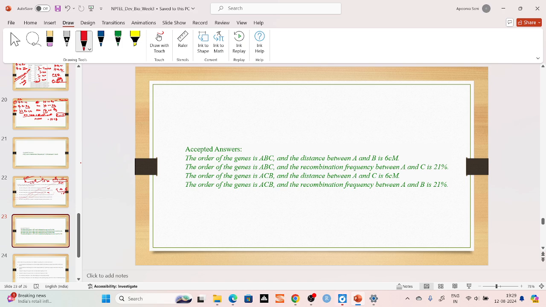Now let us see what are the correct answers. The order of the gene is A, B, and C, and the distance between A and C is 6 centimorgan.